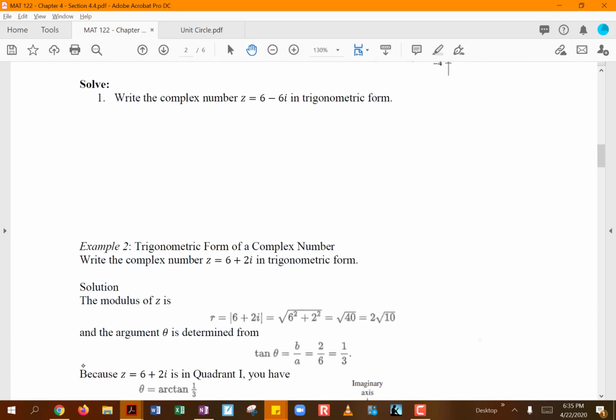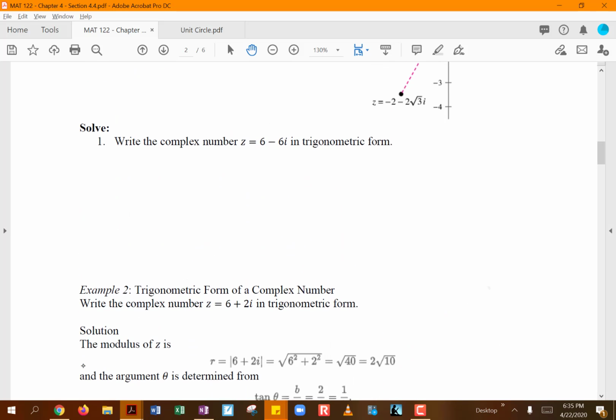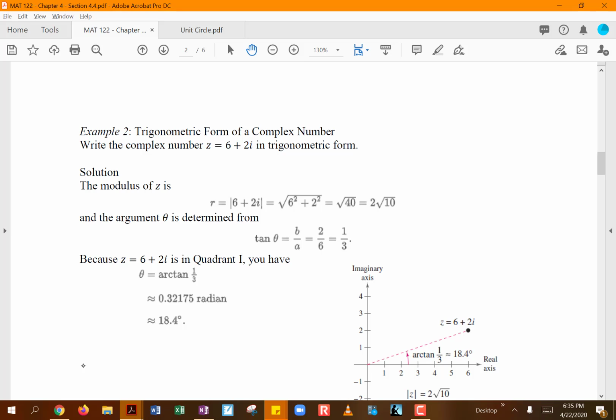Alrighty, so let's go ahead and see what the second one is talking about here. It's very similar. They're asking us to write the complex number 6 plus 2i in the trigonometric form. So again, start with your modulus. And that's going to be square root of 6 squared plus 2 squared. 6 squared, of course, is 36. 2 squared is 4, so 36 plus 4 gives you 40. Simplify that, you get square root 2 times square root of 10. Then tangent of theta equals b over a is of course going to be 2 over 6 or 1/3.